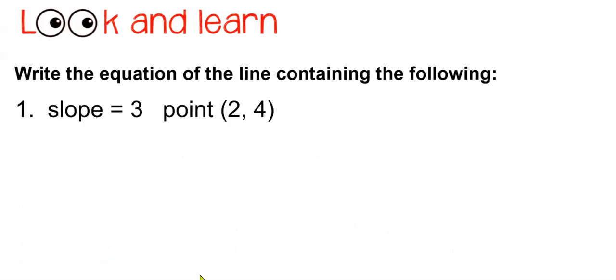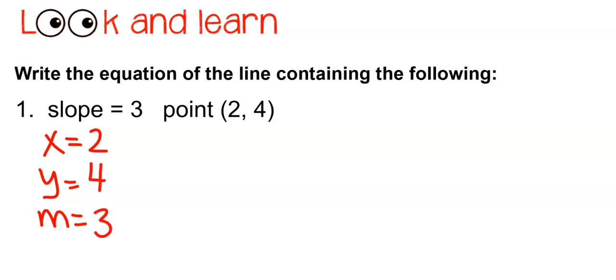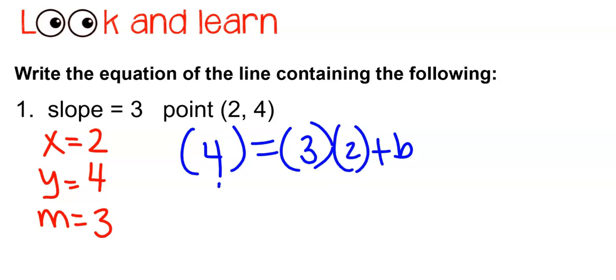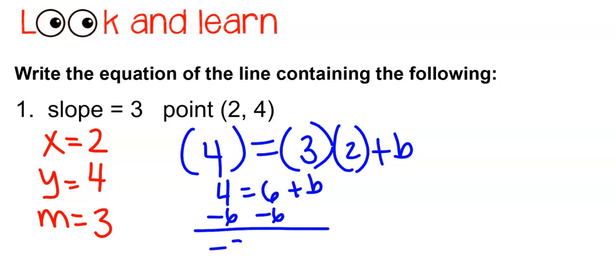Let's try that again. Identify your 3 values, x, y, and the slope value m. X is 2, y is 4, the slope is 3. In the y equals mx plus b equation, you're going to erase and replace the letter y, erase and replace the letter m, and erase and replace the letter x. Now we can solve for b. In this example, b is -2.